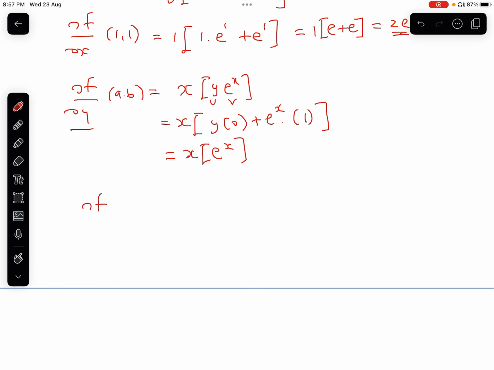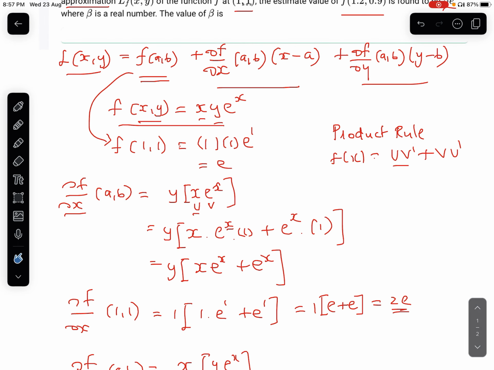So ∂f/∂y at (1, 1) is equal to 1 into e^1, which is equal to e. Okay, so now we have solved both partial derivatives with respect to x and y. Now, substituting in the formula, let's have a look at the formula.